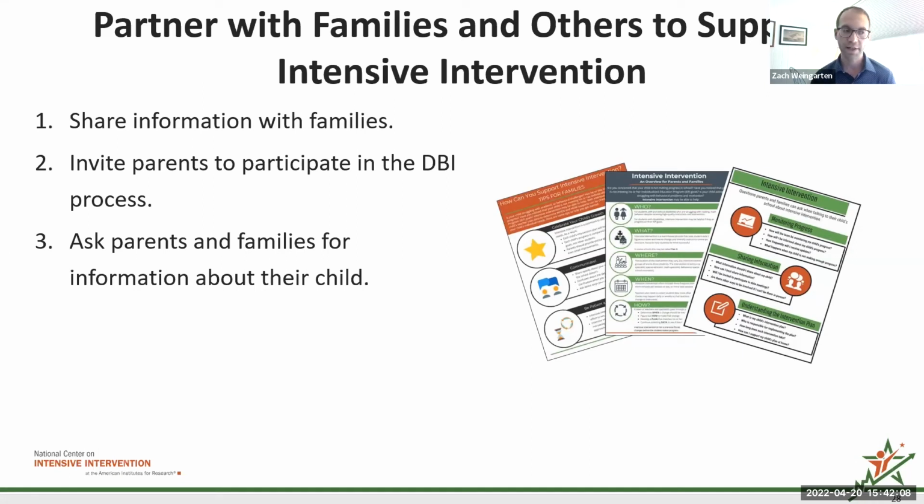And then the last point here on the slide is just to make sure that we're asking parents and families for information about their child. Families often have a lot to share about what might be effective for their child. And so we want to really take that into consideration in our DBI process. So those are some general considerations about partnering with families, and I think they fit in well with our connections between SEL and DBI.